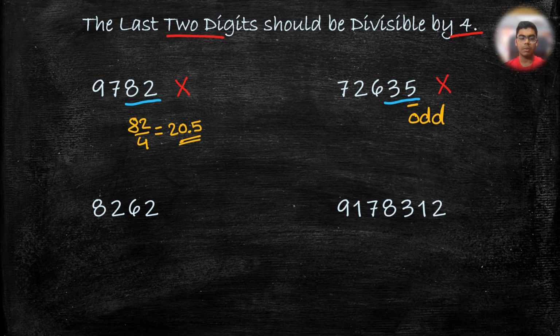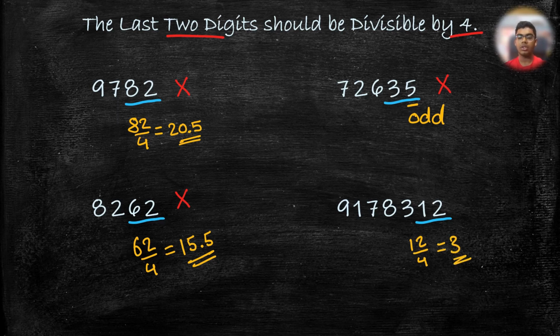Our next example is 8262. Its last two digits are 6 and 2. 62 divided by 4 gives us 15.5, which is not an integer. So this number is not divisible by 4. For a final example, 12 divided by 4 gives us 3. So this number is divisible by 4.